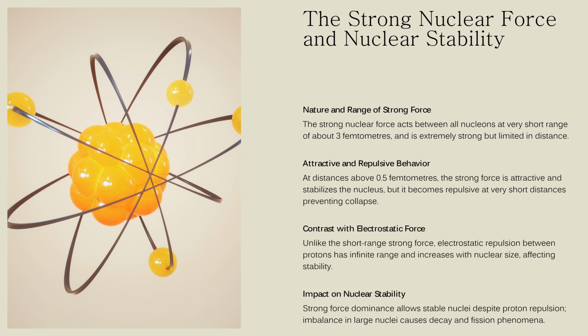Alpha decay occurs when an unstable nucleus emits an alpha particle, which consists of 2 protons and 2 neutrons bound together, identical to a helium-4 nucleus. This process typically occurs in heavy nuclei, such as uranium or radium, where the strong nuclear force is insufficient to overcome electrostatic repulsion across the entire nucleus. In alpha decay, the parent nucleus loses 2 protons and 2 neutrons, so its mass number decreases by 4 and its atomic number decreases by 2.